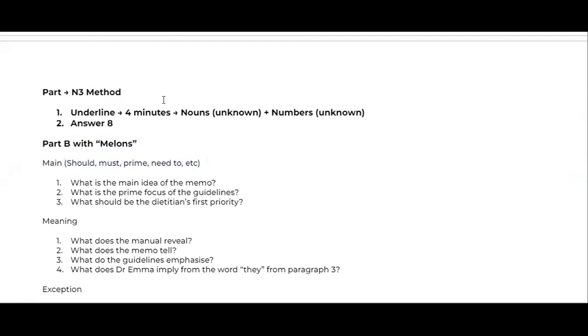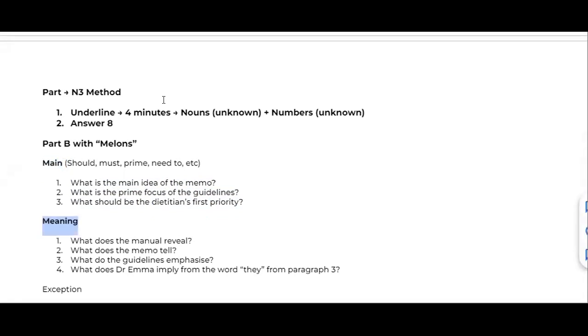One is, what is the main idea of this? Like this one: what is the main idea of the memo? Part B type: what is the prime focus of the guidelines? Part B: what should be the dietitian's first priority? So these kinds of questions are there in part B. You only have to find out the main idea of that one.